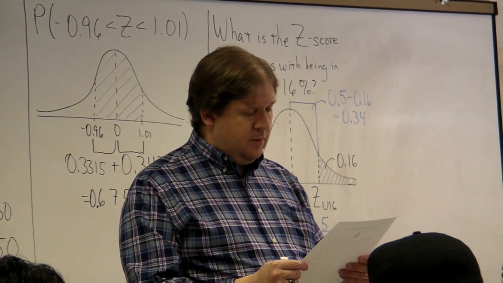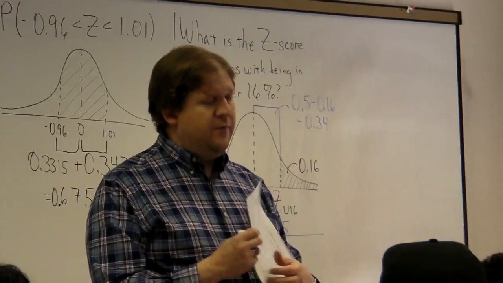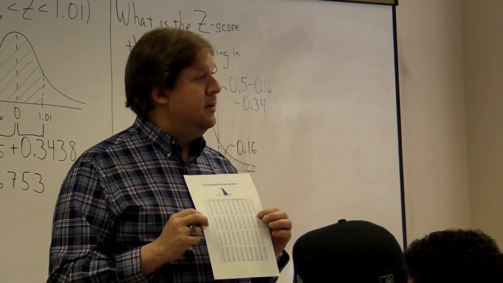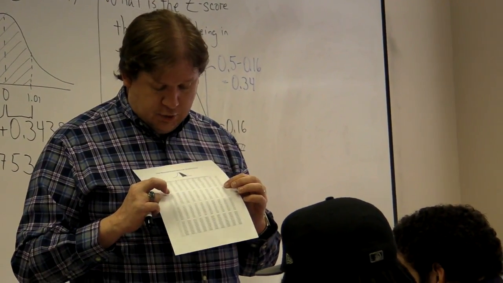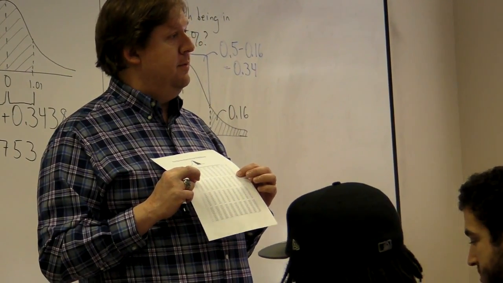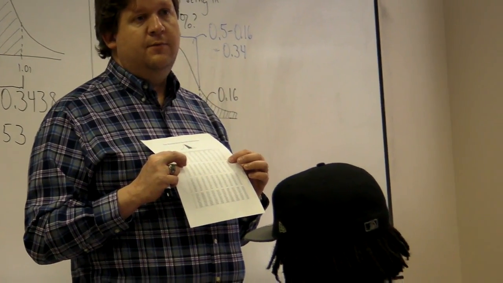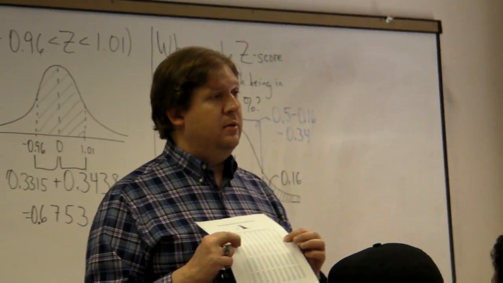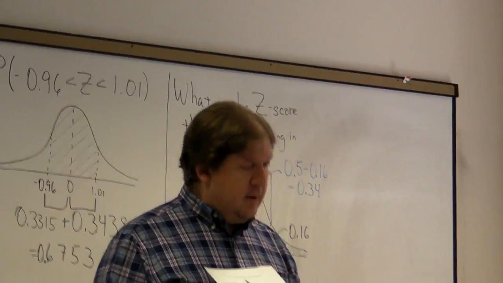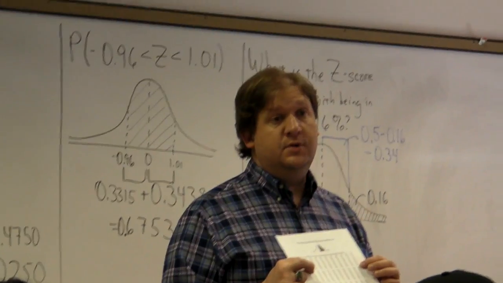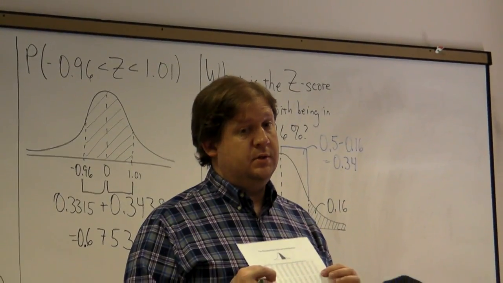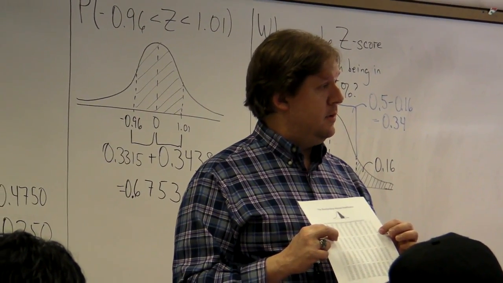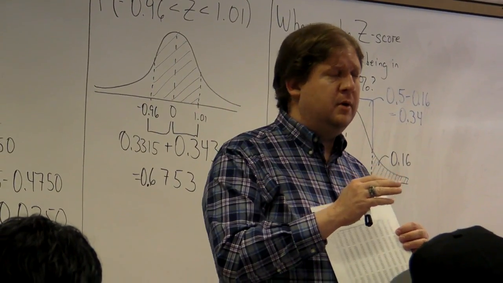If you start looking for 0.34, you don't find 0.34 exactly. What you find is 0.3389, and you find 0.3413. So you find those two figures. And what you want to do is pick the one that's closest to 0.3400. So in this case, that would be the 0.3389. You're picking the one that's closest, so it's a little bit closer.